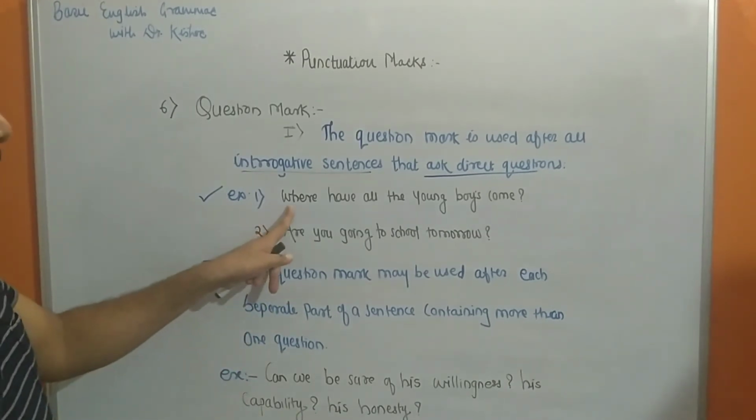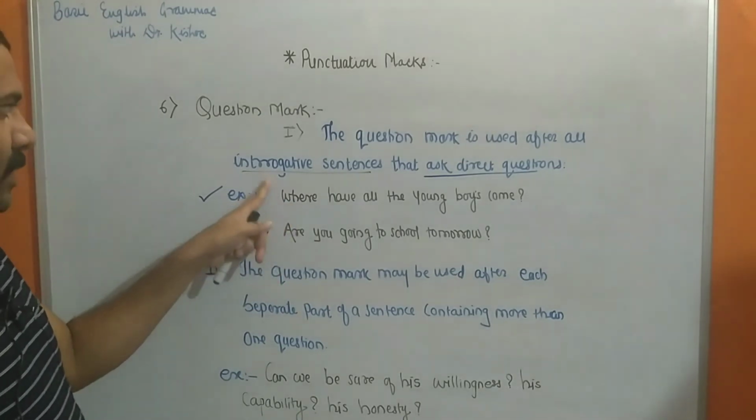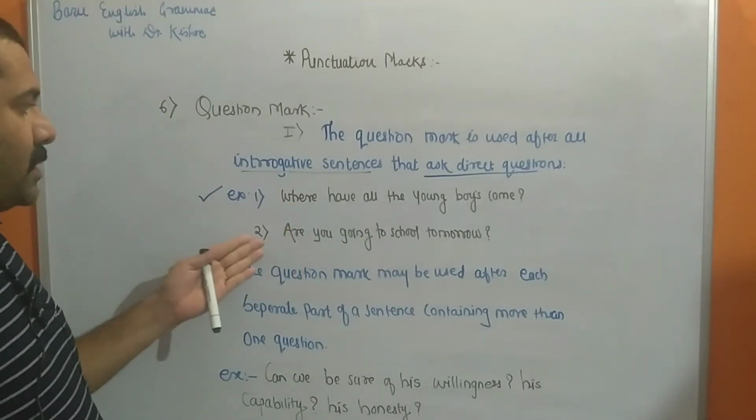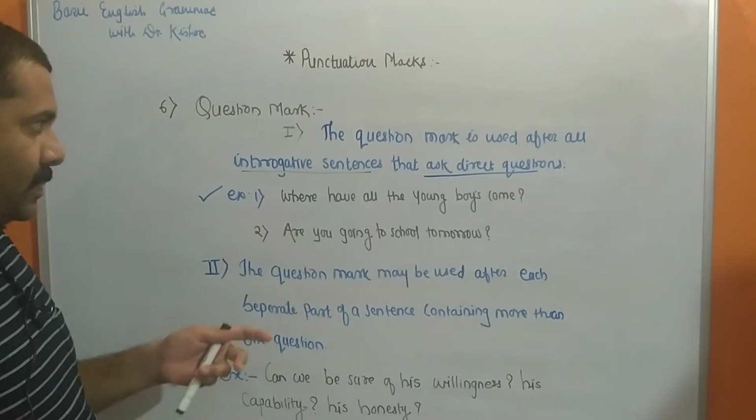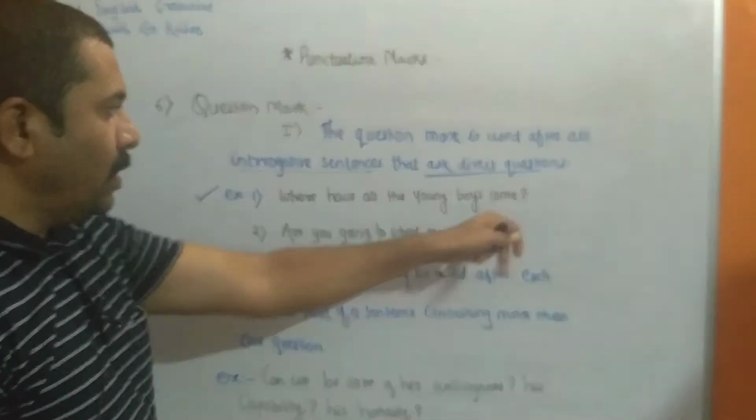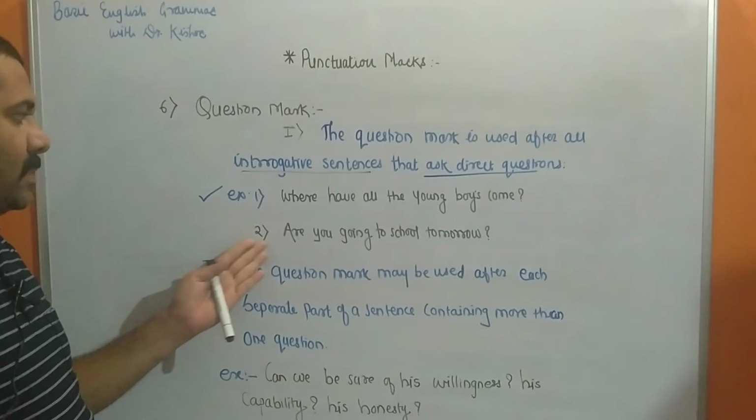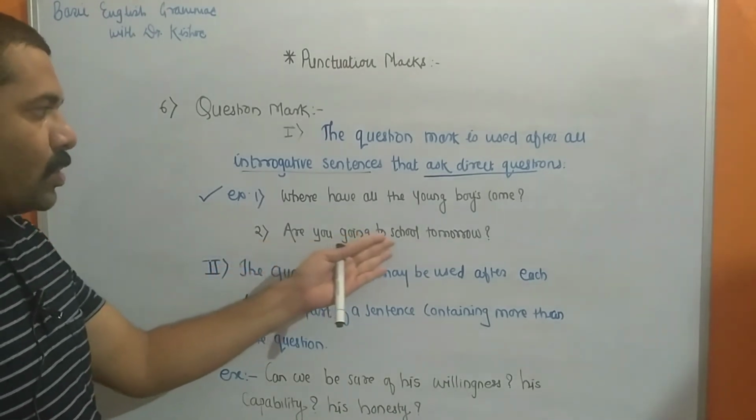We start from the WH. Interrogative sentences start with WH, sometimes start with helping verbs or auxiliary verbs, and lastly we put the question mark. Now the second one is, are you going to school tomorrow?